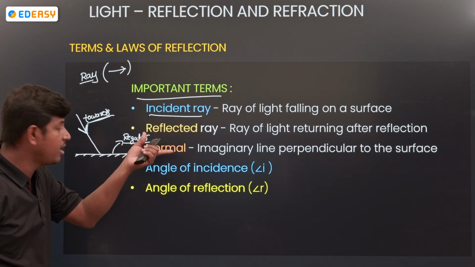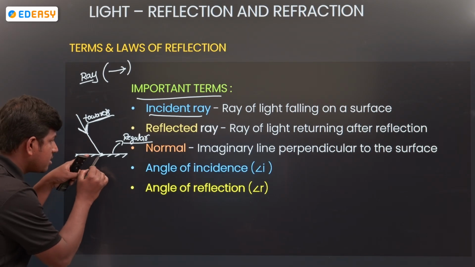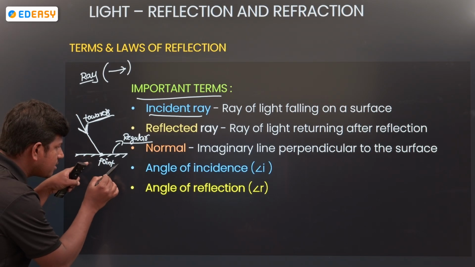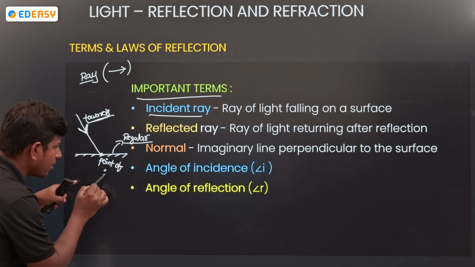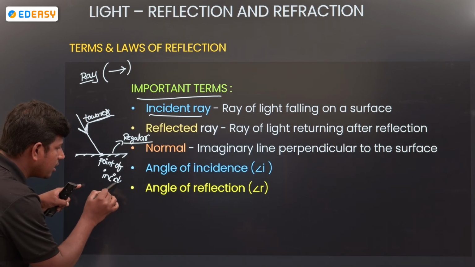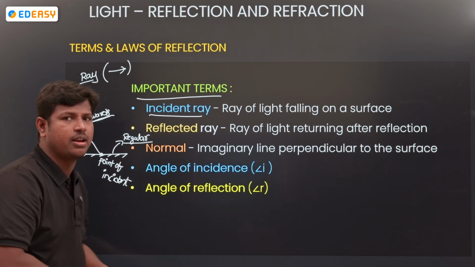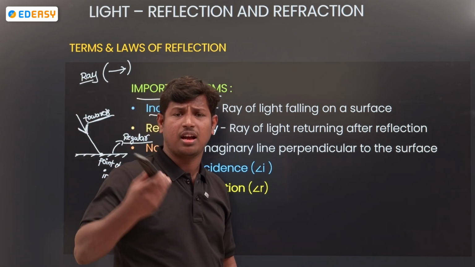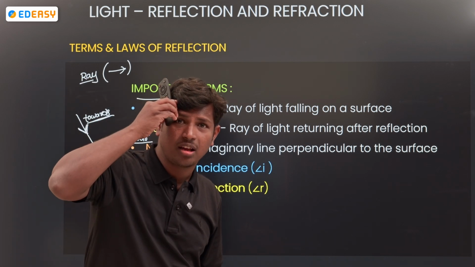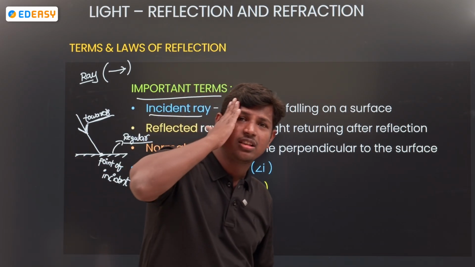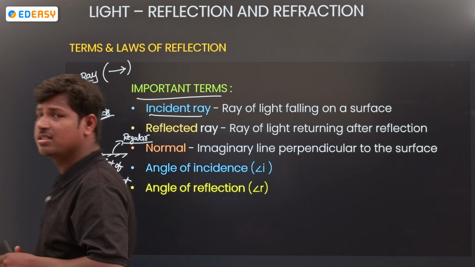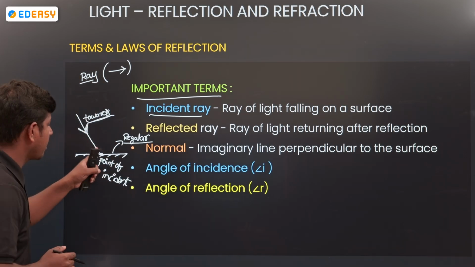See here, it strikes. This is where it strikes, that point we call the point of incident. For example, if somebody is throwing an object, it strikes here, right? So where it strikes, that is called the point of incident.